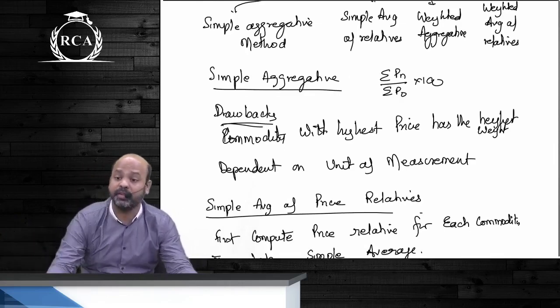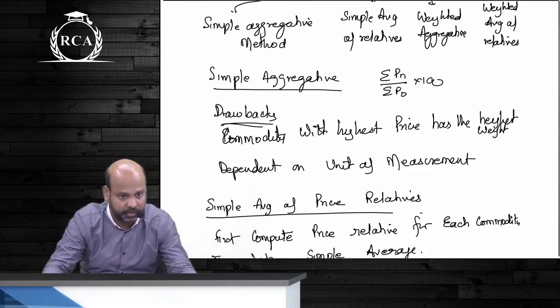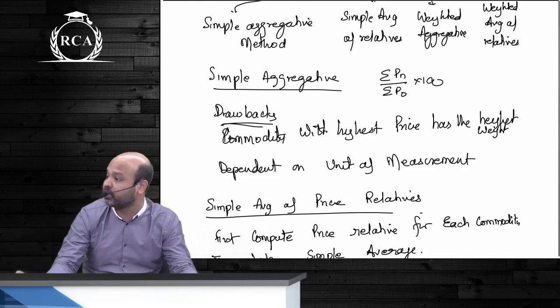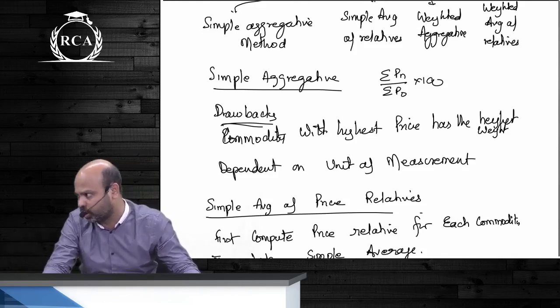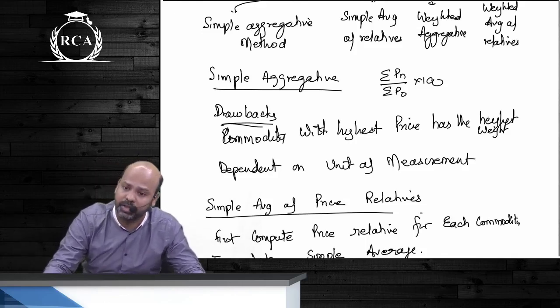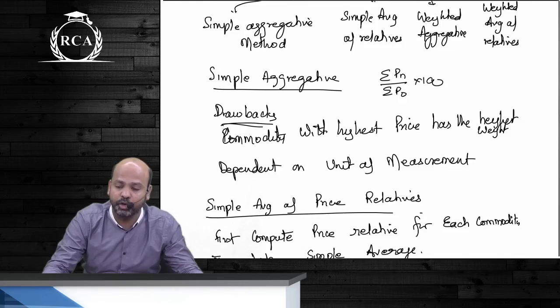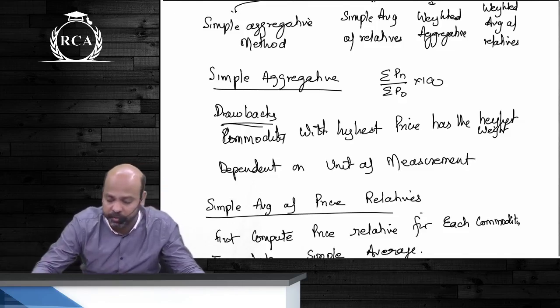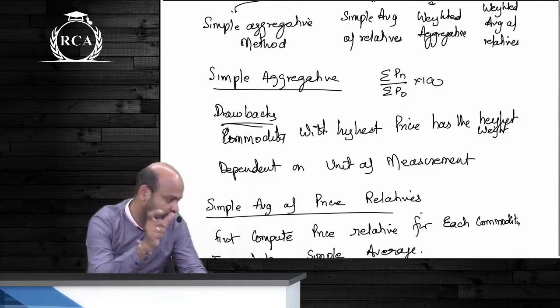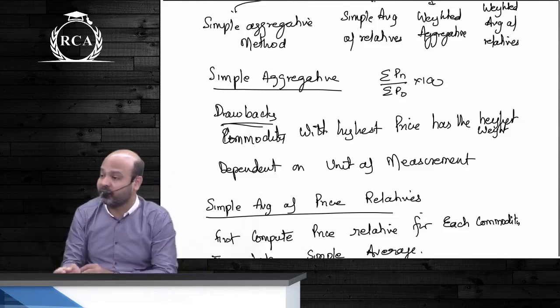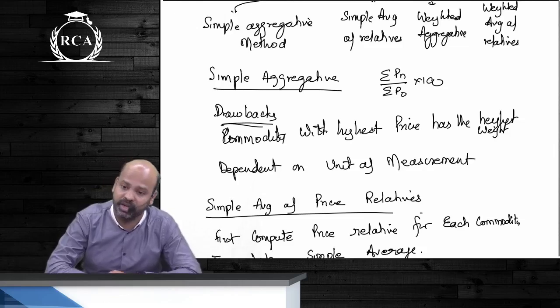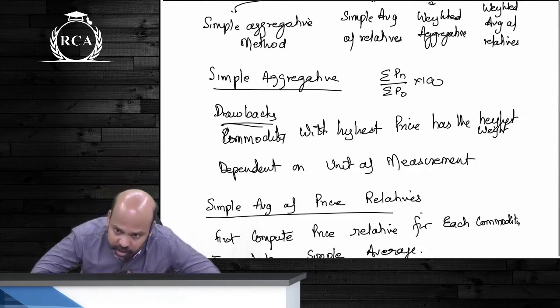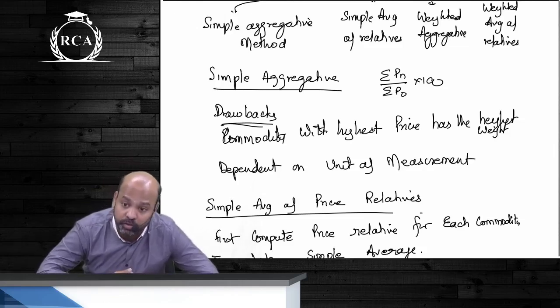Now, this is where we moved on to the next method, simple average of price relatives. What you do here is first compute the relative of each commodity, then you take an average of that. By default, the word average would mean arithmetic mean or geometric mean. Very good. It means arithmetic mean. You compute price relative for each commodity and then arrive at the arithmetic mean of those price relatives. Is it making sense or not? What will be more suitable?